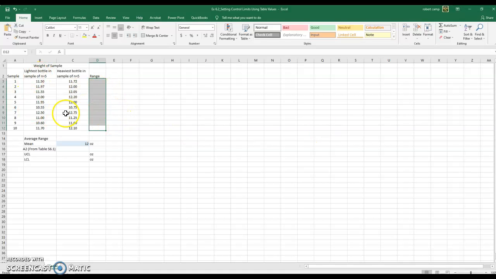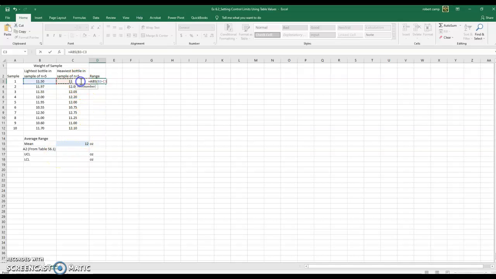Now, since I'm just looking at pure values and I don't really care what the positive or negative sign is, we'll just use the absolute function, and that's going to be the absolute value of the difference between the two. That way it's just going to tell us purely how far it is from one to the other, and we'll have no negative sign.